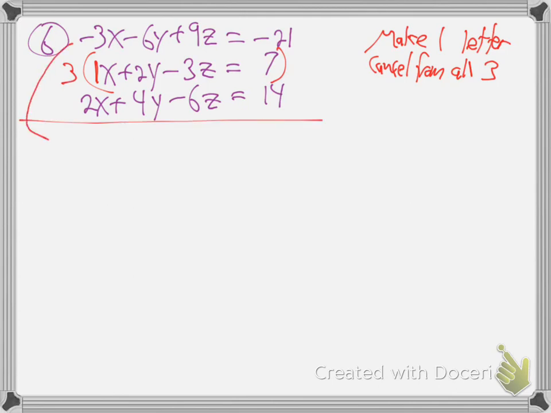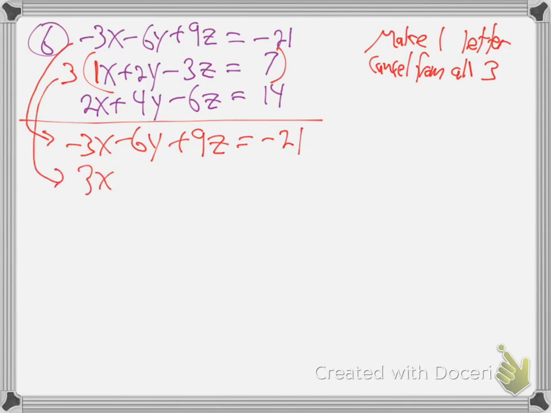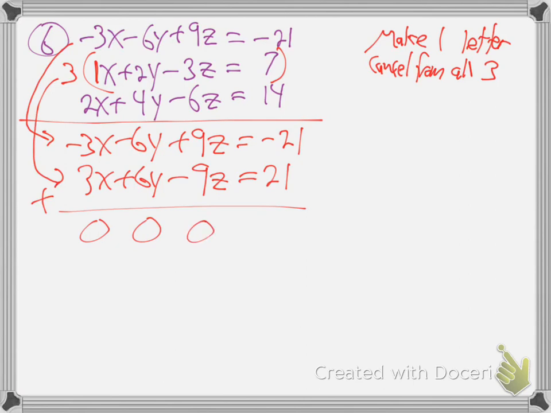So this top equation will come down, minus 3x minus 6y plus 9z is minus 21. And then the middle one I'll multiply through by 3. 3x plus 6y minus 9z is 21. Add them up. Oh, look at that. 0, 0, 0, 0. What does that mean?